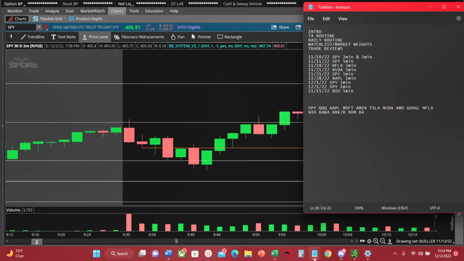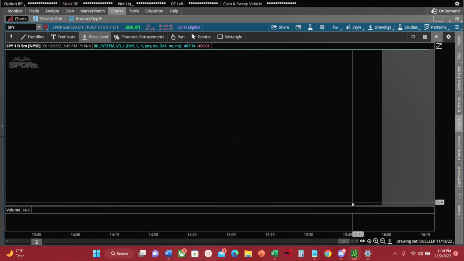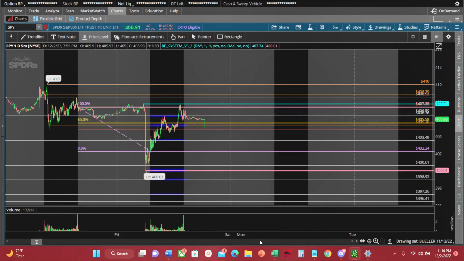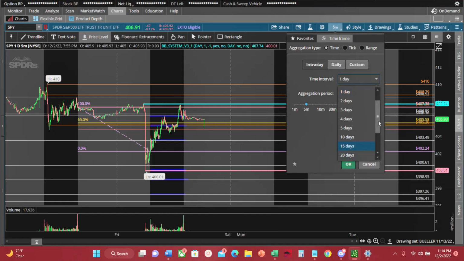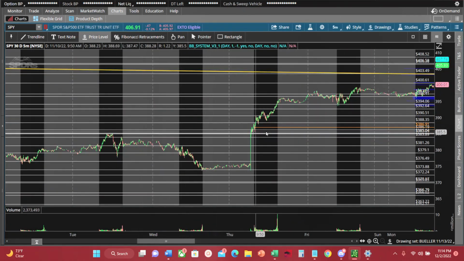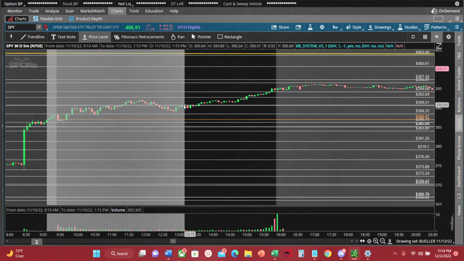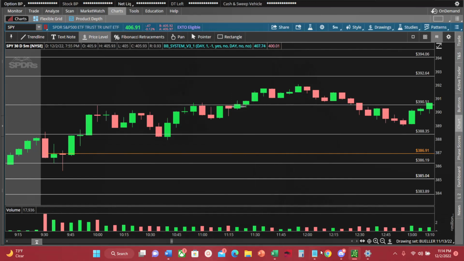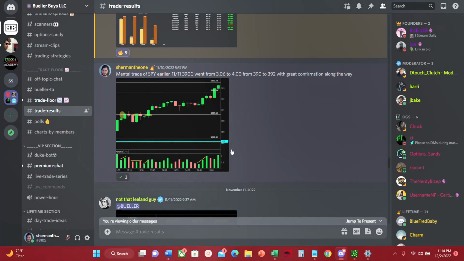Second one was the same one on a 5 minute. I think this one was mental. Why is it... oh, I'm on a 1 day. My mistake. Alright, let me go back here. Number 2 trade. Yeah, this was mental. 390.56.